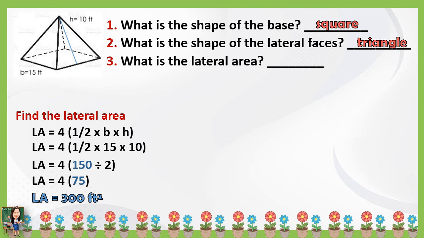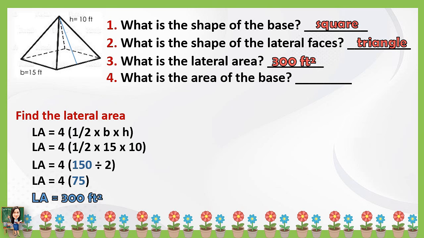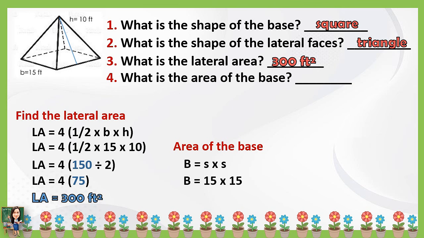The lateral area is 300 square feet. Number 4, what is the area of the base? So the area of the base is, by the formula, base equals side times side, or 15 times 15 equals 225 square feet. So the area of the base is 225 square feet.